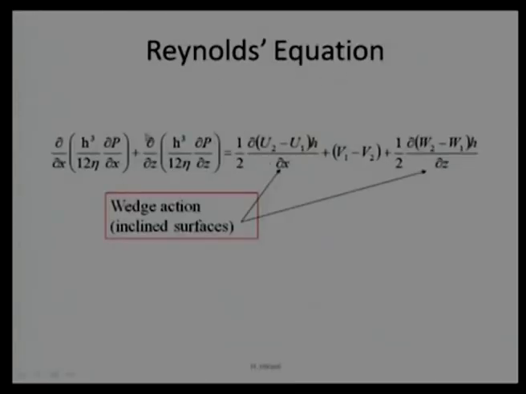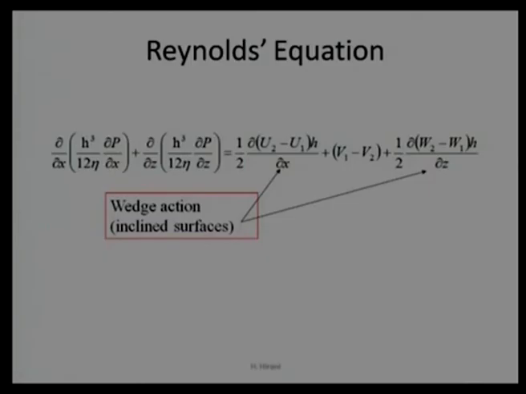So, first this slide shows Reynolds equation which was derived in previous lecture. Left hand side shows pressure term. We need to derive pressure distribution over the tribo surfaces, while right hand side shows the source terms. There are three source terms. First and last source term, where the derivation of film thickness H is coming, that is known as a wedge action.